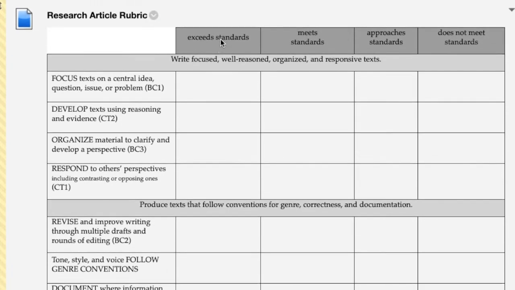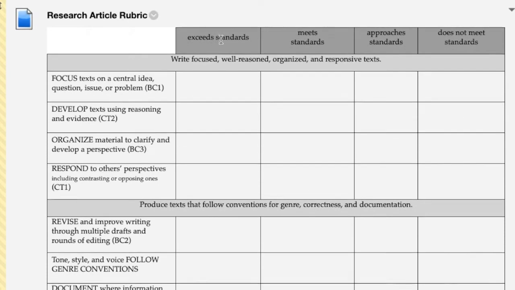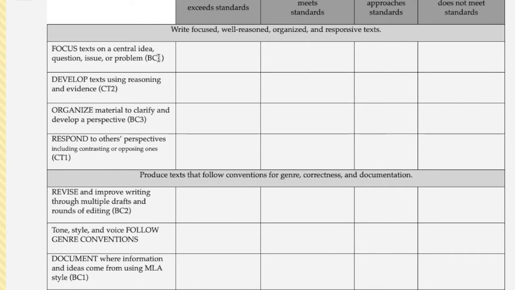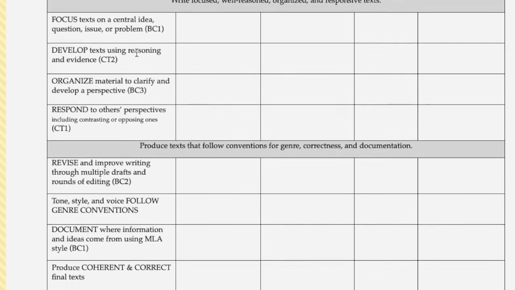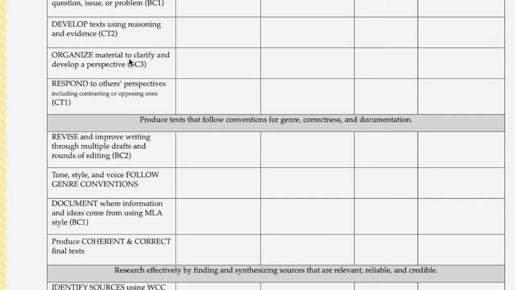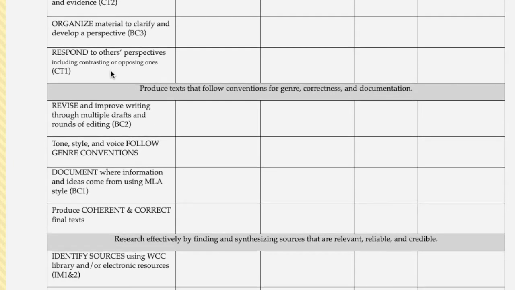Now, I've also provided you with a rubric. This is a department-wide rubric. Everyone who takes this class uses this rubric, and these are how I'm going to grade you, right? So this is exceeds, meets, approaches, does not meet. Do you focus on a central idea, question, or issue or problem? Do you develop a text using reasoning and evidence? Do you organize your material to clarify and develop your perspective? Do you respond to others' perspectives?